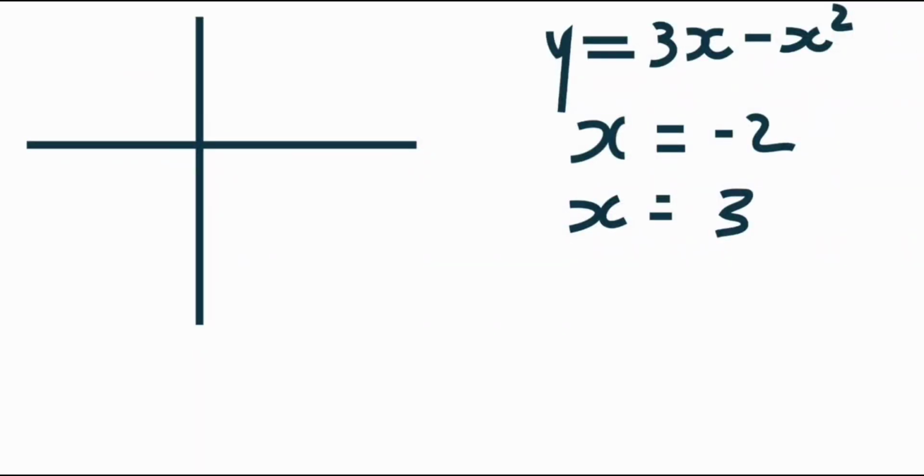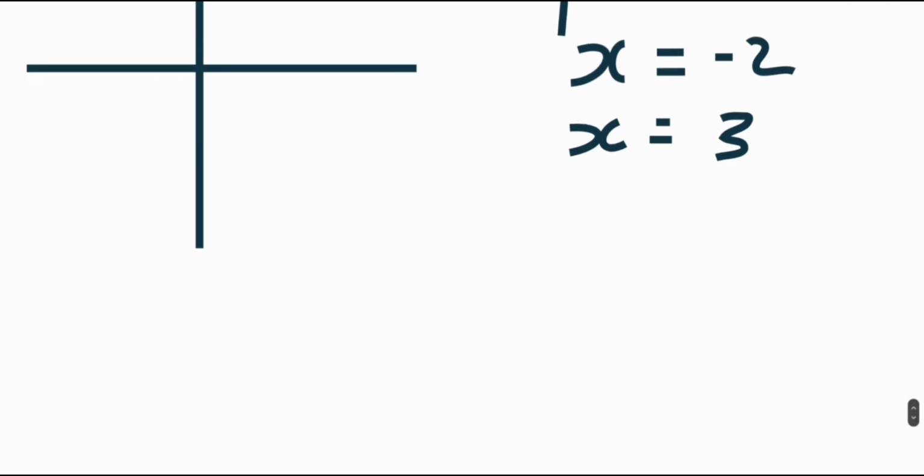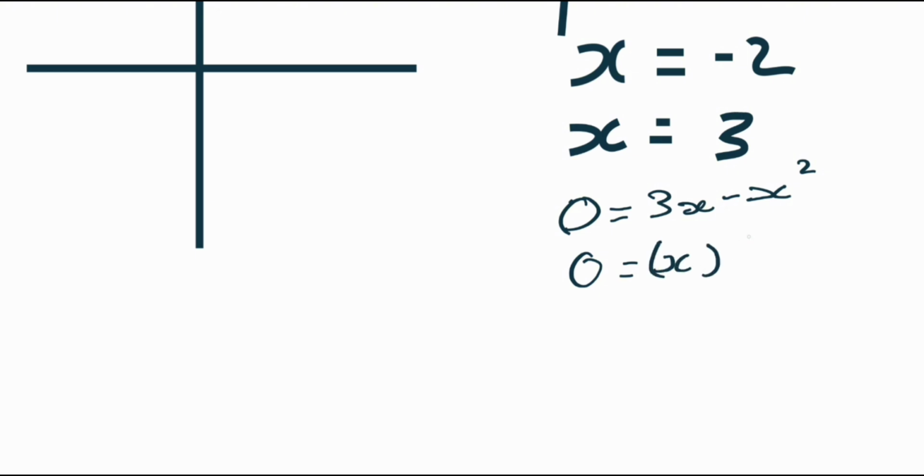Okay, so this is our next equation. Y equals 3x minus x squared. So we need to find the x-intercepts. If we set y to 0, this can help us work it out. 0 equals 3x minus x squared. So we can factor this into x times 3 minus x, and that will basically equal this.